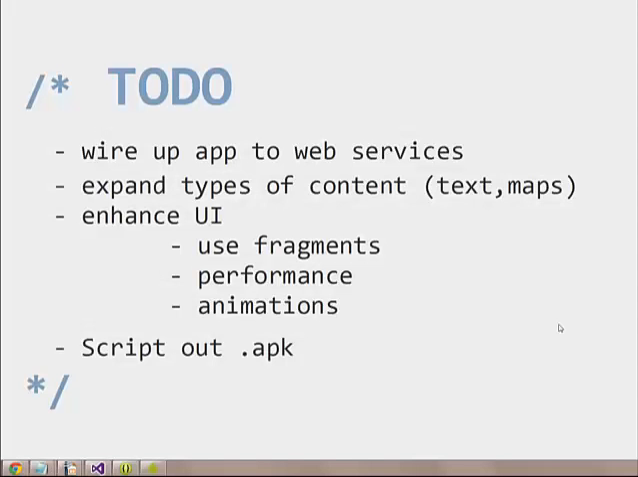Other enhancements, and where I would like to take the app, include wiring up the Android app to the web services that I demonstrated. Right now, all the content is totally hard-coded within the Android app. I would also like to expand the content the app can consume. Currently, it only displays images, but I would like to include things like text and/or maps. I'd also like to make various UI enhancements. And finally, I would like to script out the creation of the APK files so users can generate their own apps without the help of the developer.